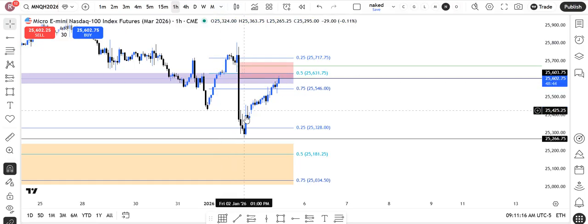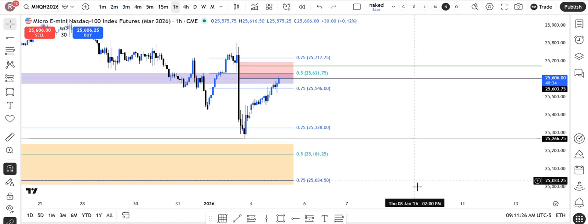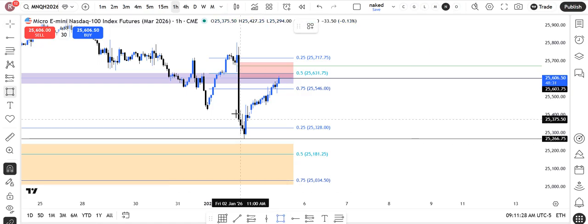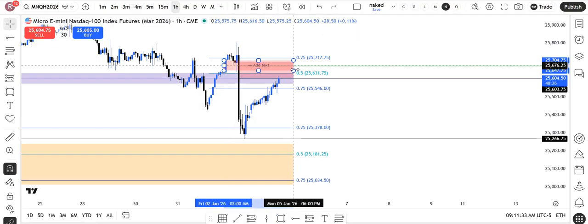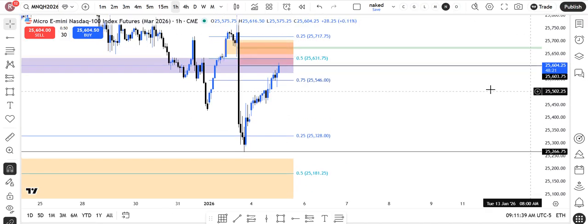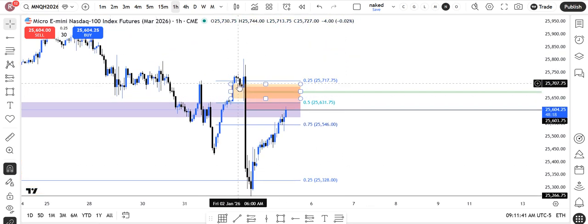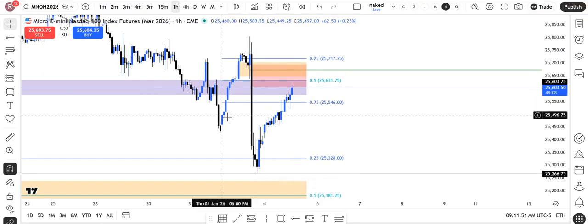Hourly. So we have this huge, huge inefficiency right here. I like this inefficiency, and I will mark that as well. Because if it can trade up to there, I'd like to see that act as an inversion level, which means originally this was a bullish fair value gap. And as we can see, it sort of sent price to the upside, but then it was a false breakout.